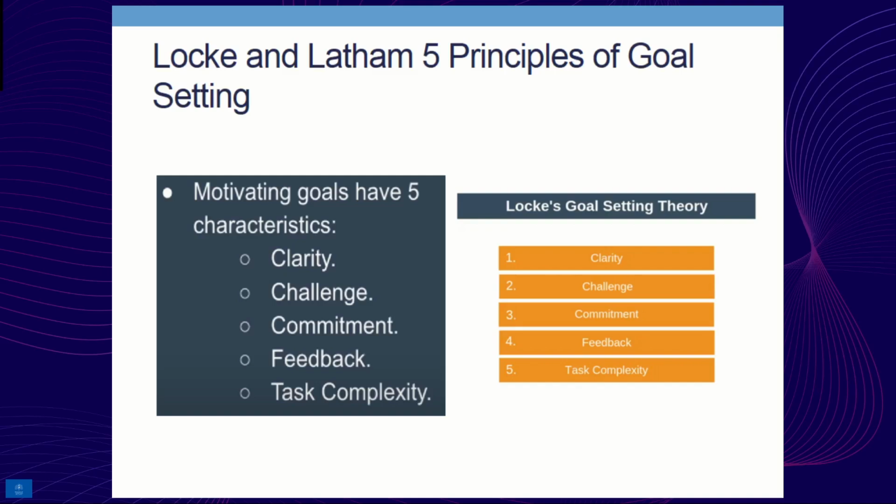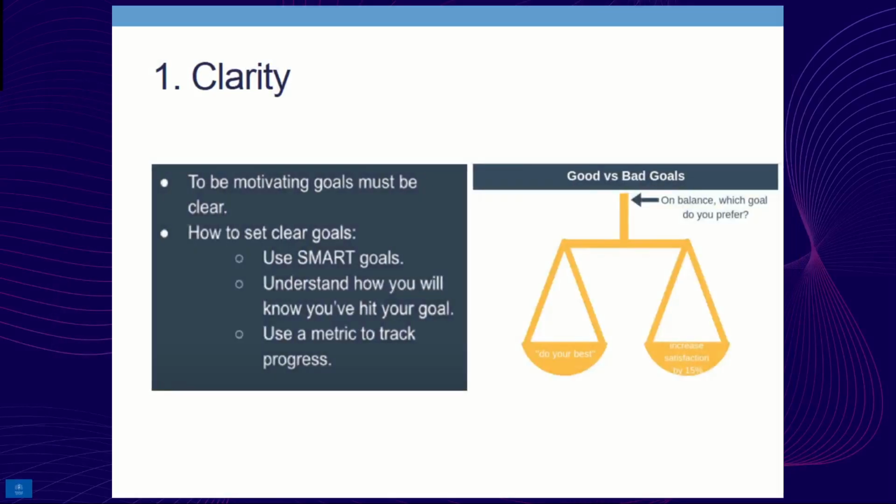Take a look at the following diagram. According to Locke's goal-setting theory, which do you think is the better goal? And the answers are next. Clear: increase the customer satisfaction score by 15%. Unclear: do your best to increase customer satisfaction this quarter.